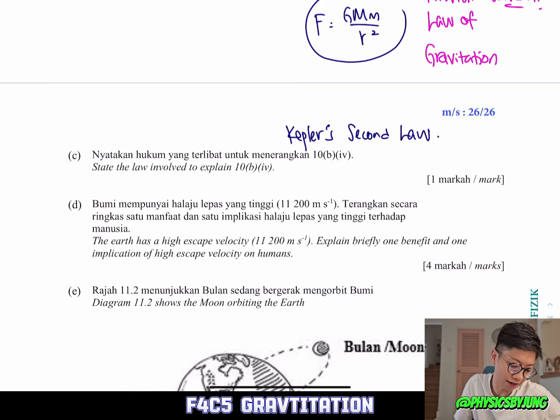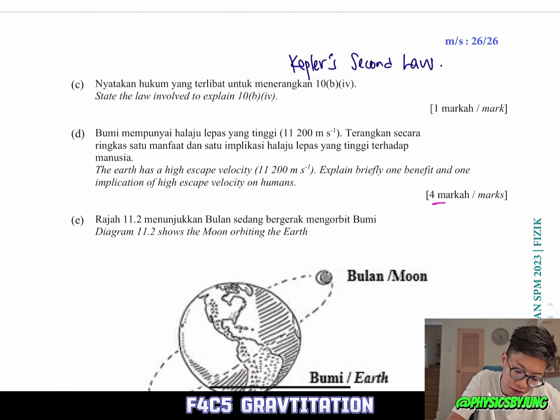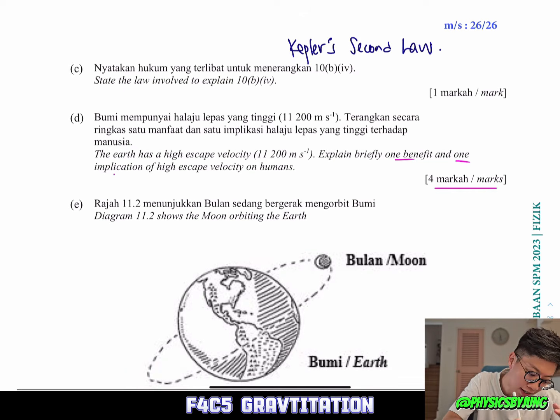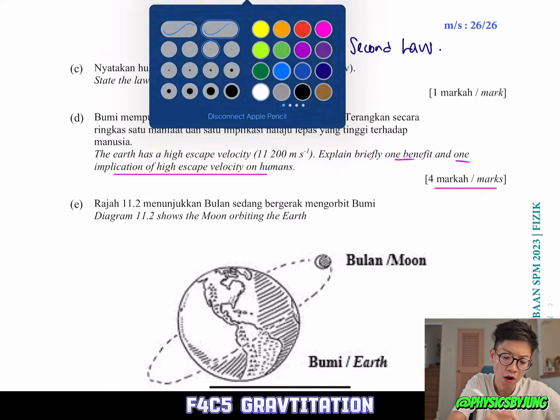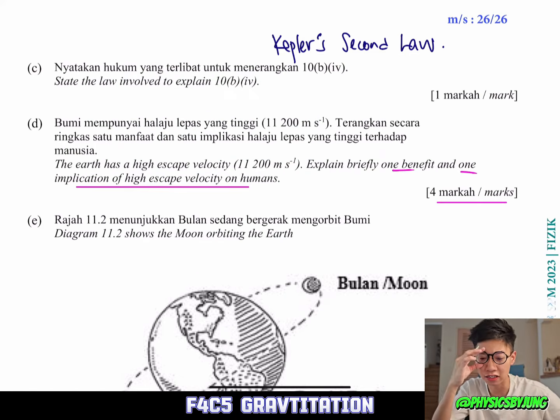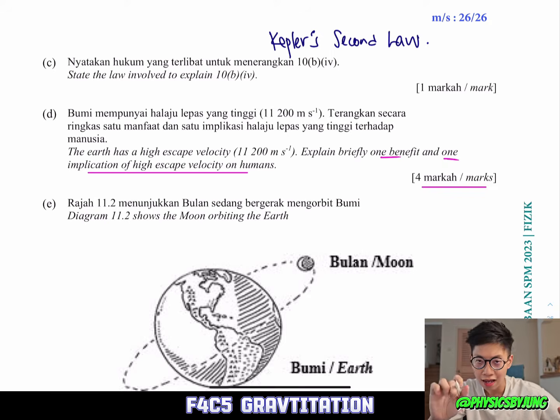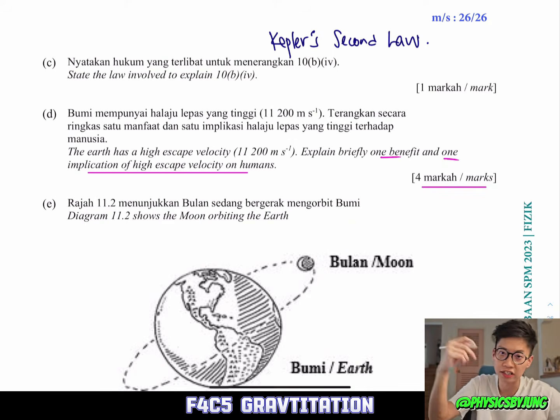Can, no problem. Then for this 4 marks question, they'll say explain what is one benefit and one implication, meaning one negative, of high escape velocity on humans. What is the advantage and disadvantage of high escape velocity? So when you have high escape velocity, it means Earth's gravitation is very strong, right?